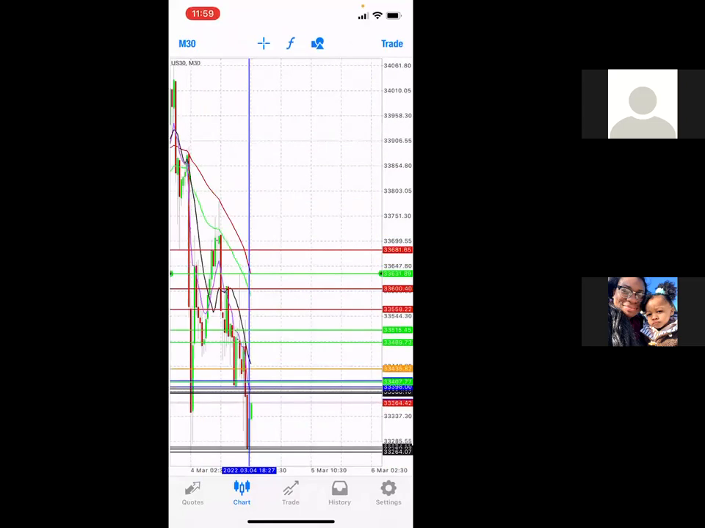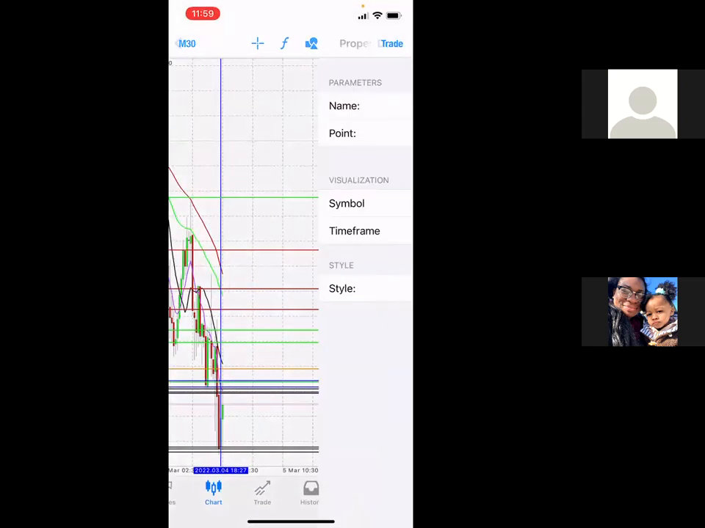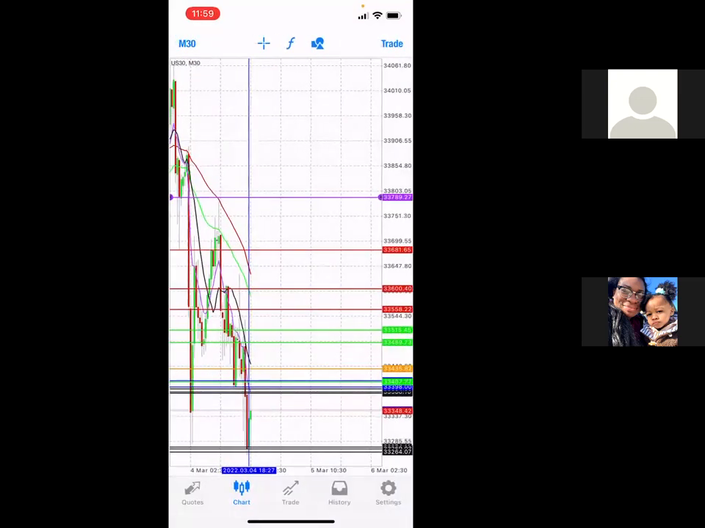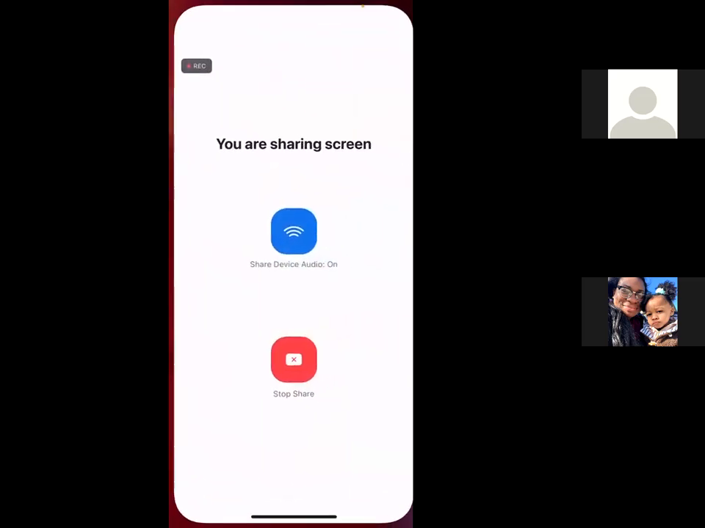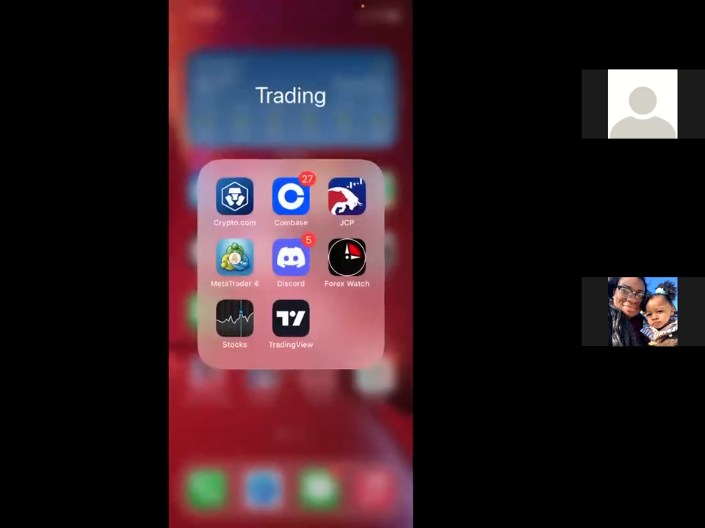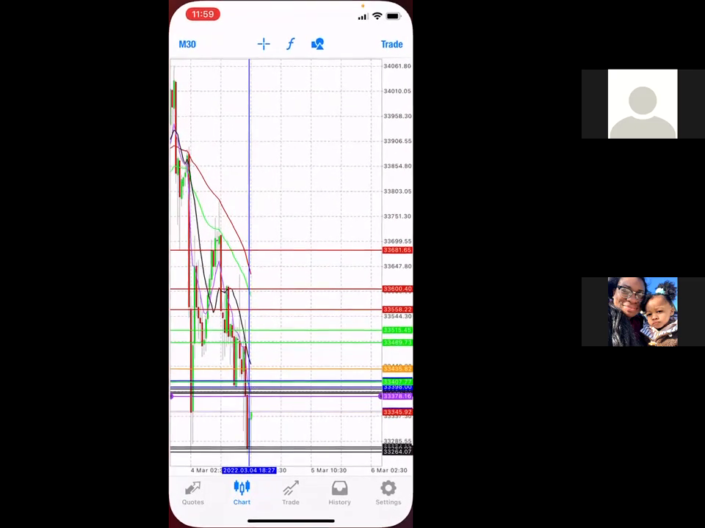We go to the 30 minute. I make my 30 minute this purplish lavender color. Start on my black lines. I don't know who that is in the voicemail. Can y'all still see my screen? Yes. Okay.